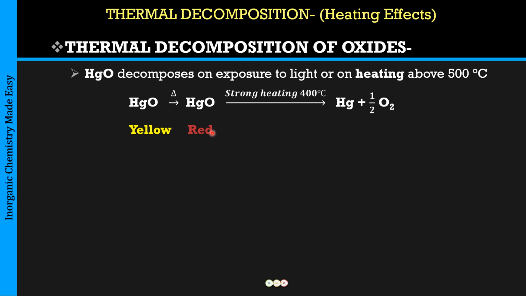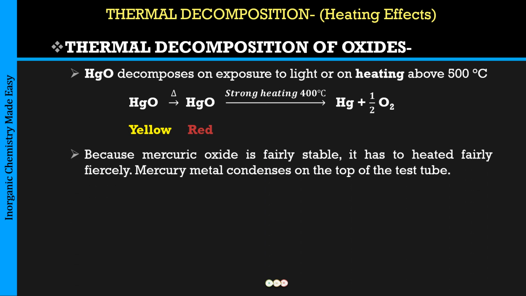I hope you all remember now. And now, on further heating mercuric oxide to a temperature of 400 to 500 degrees Celsius, what we are getting is mercury and oxygen. So what this means is that mercuric oxide is also fairly stable.